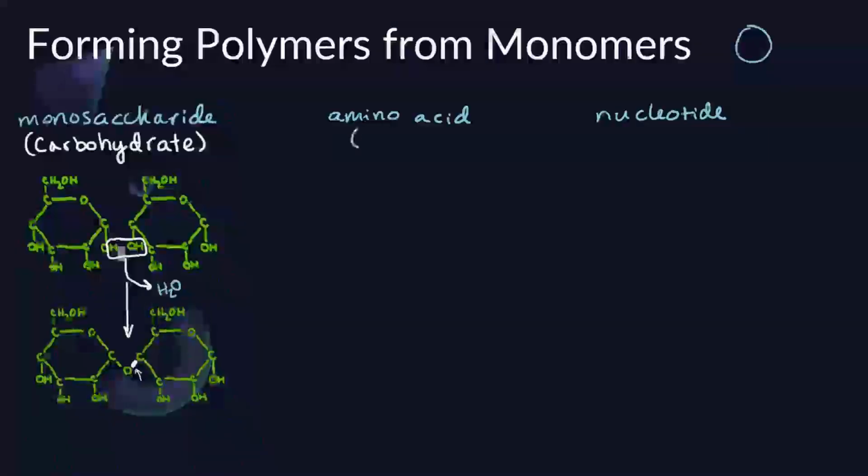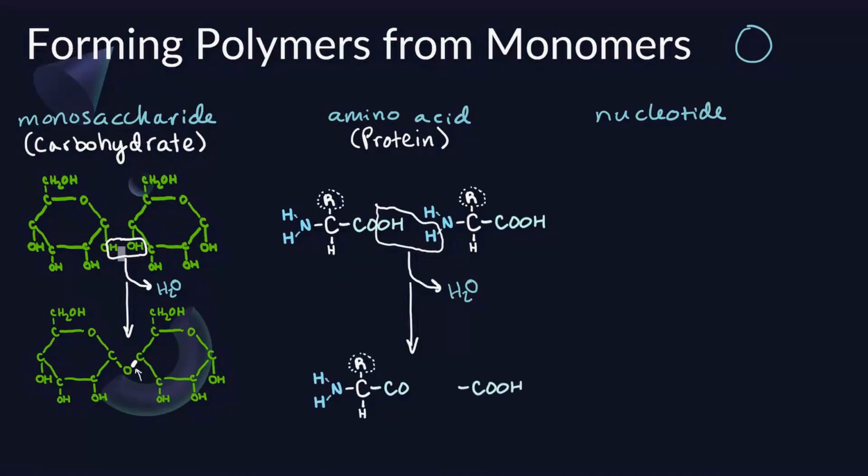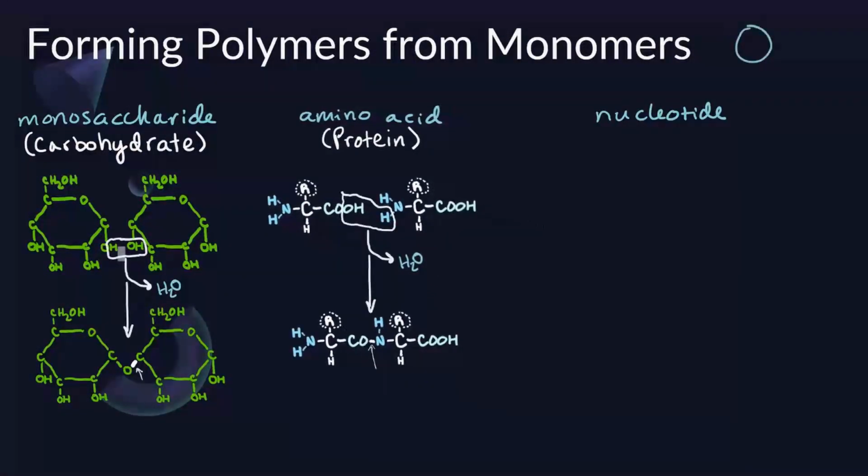Moving on to proteins, where amino acids are monomers, this right here is the general configuration of an amino acid. And again, I'm just going to copy and paste a second one here. Here is what the dehydration reaction would look like. There goes water, and then here we have our covalent bond right there forming between the two monomers, the two amino acids.